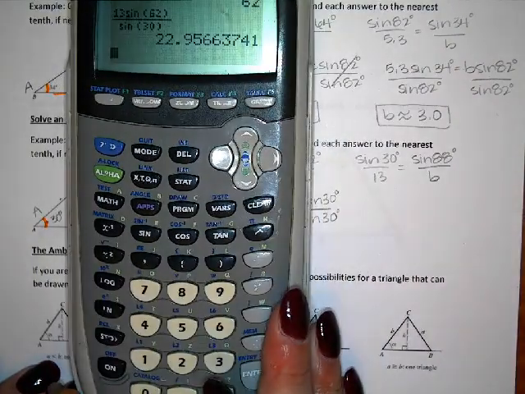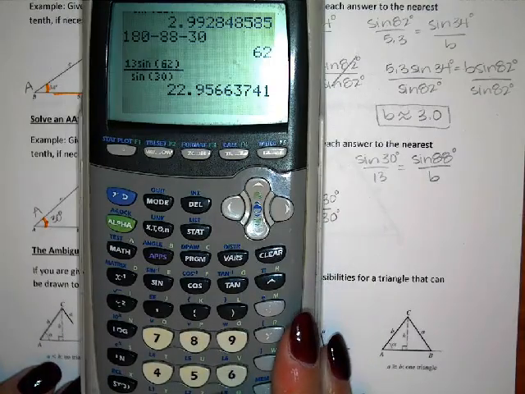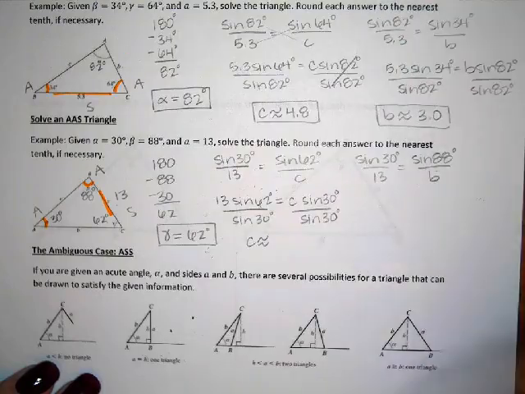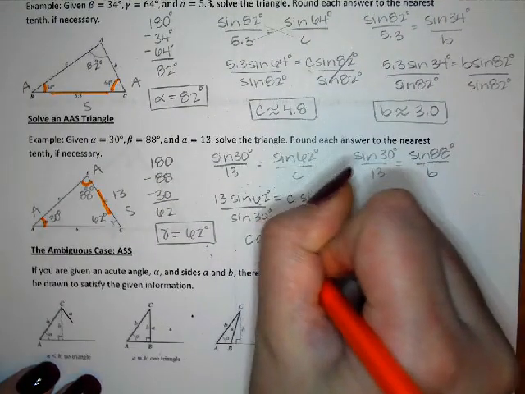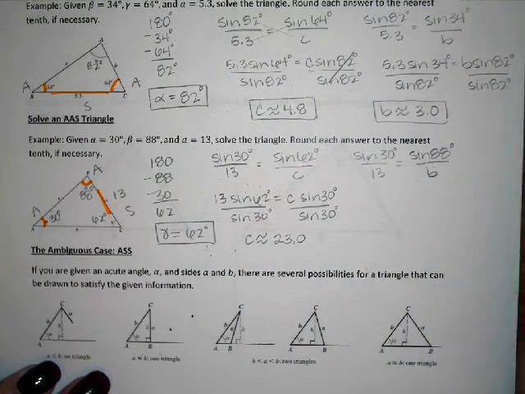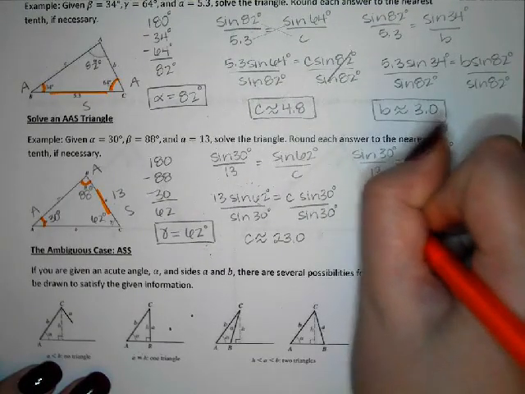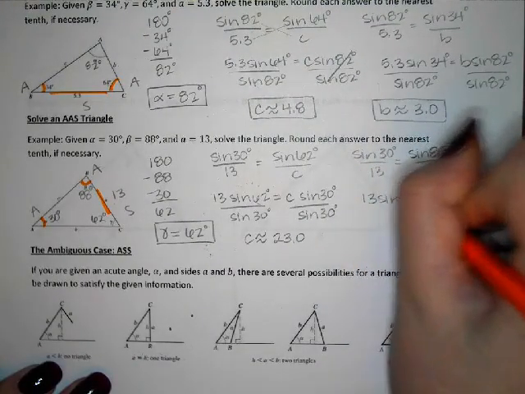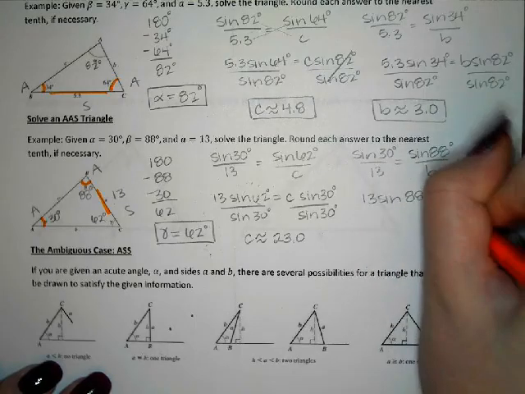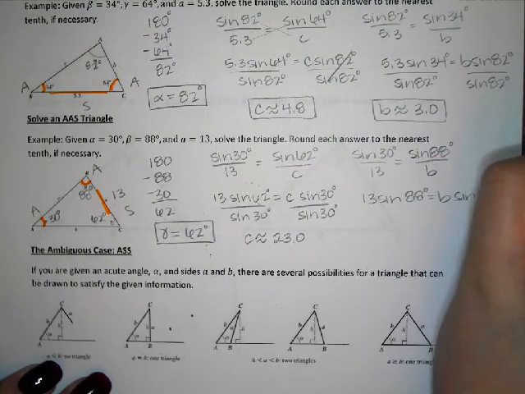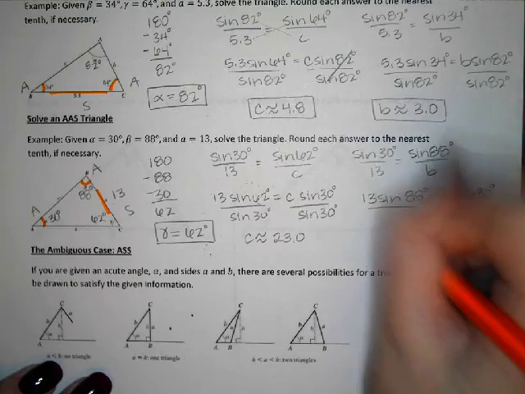And I get 22.95, so that's 23.0. Okay, and then I'll solve this next one, cross multiply. 13 times sine of 88 degrees equals B times sine of 30 degrees. And we'll solve for B.